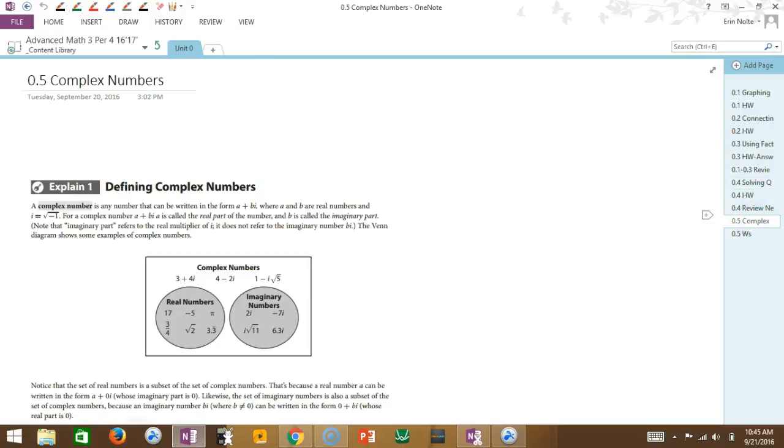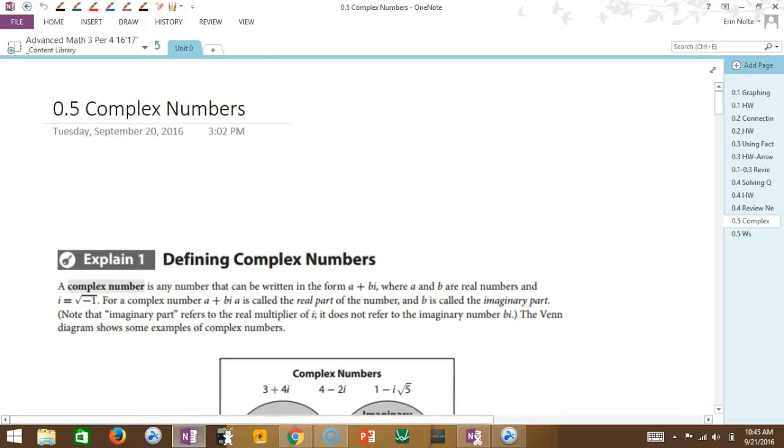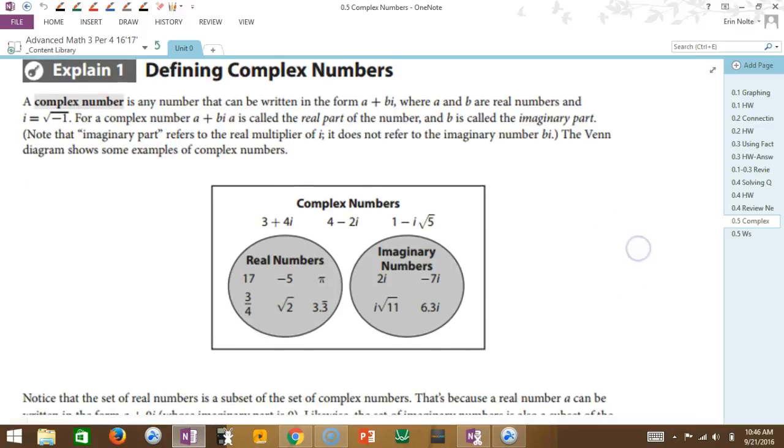Okay, so I'm calling this complex numbers. Now, why on earth would I include complex numbers with quadratic equations? Okay, so first of all, does anybody know what a complex number is? They are super complex. Exactly. Yeah, so this is kind of like a Venn diagram, which is kind of interesting.